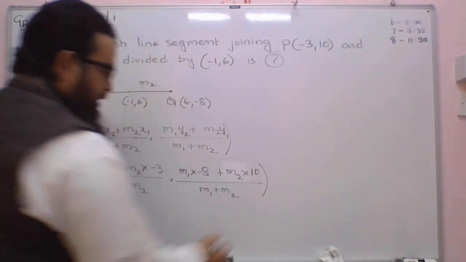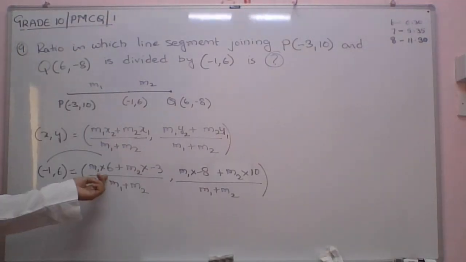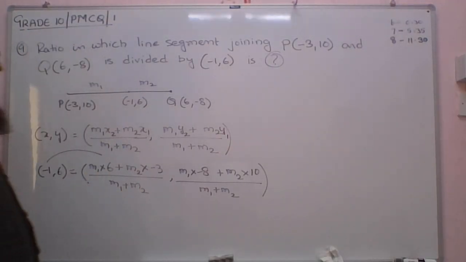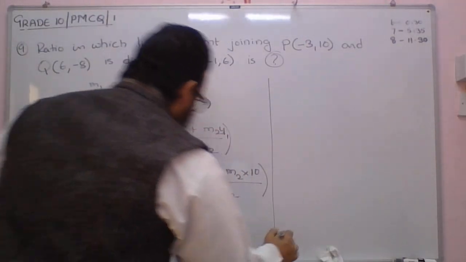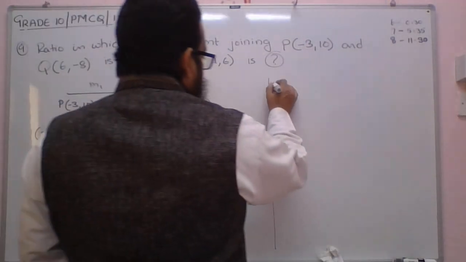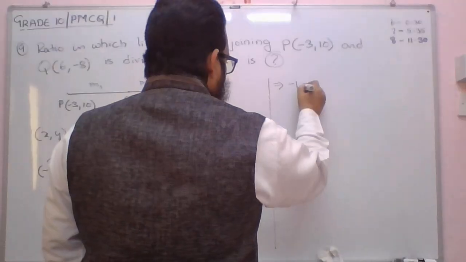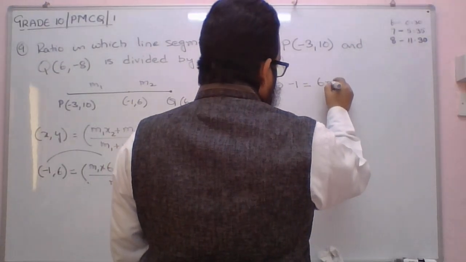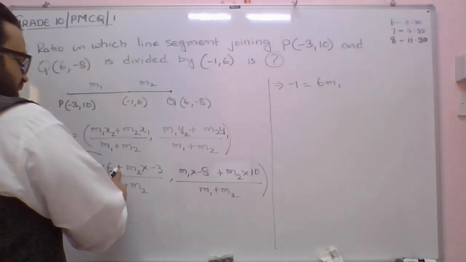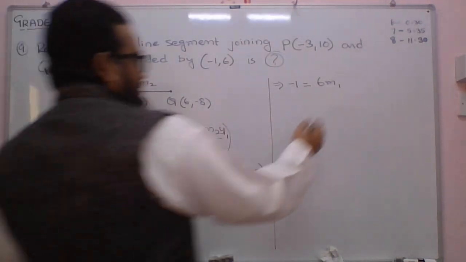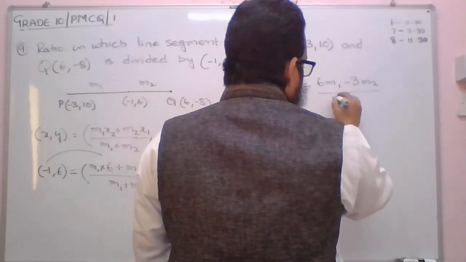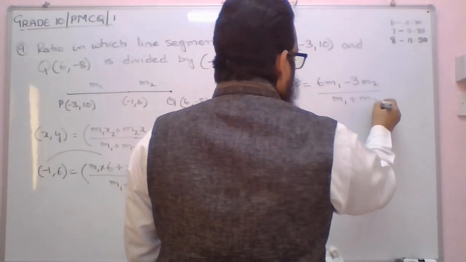As I told you, you can equate either x coordinates or y coordinates. So let us equate the x coordinate. So what is the x coordinate here? That implies -1 is equal to (6m1 + (-3)m2) divided by (m1 + m2).